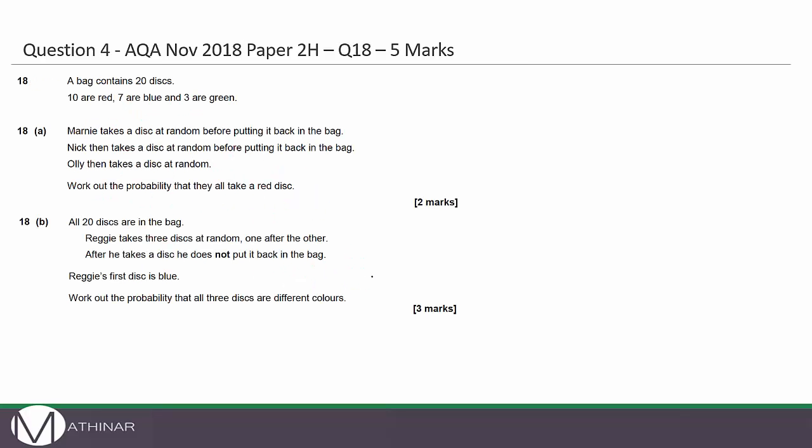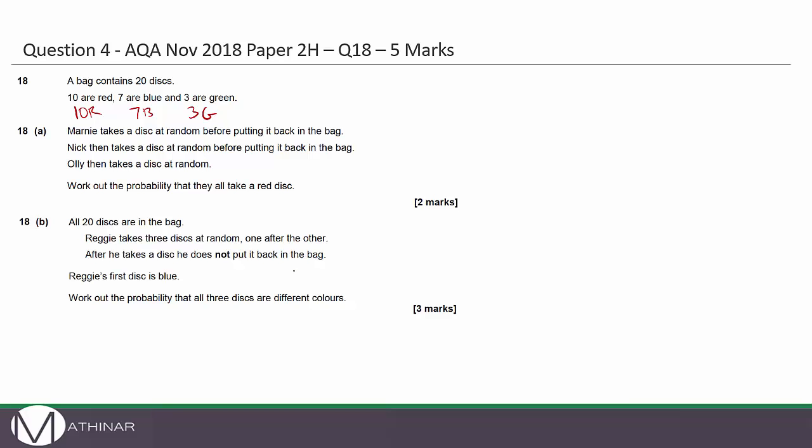So have a look at question 4. This is taken from the AQA November 2018. It's paper 2 higher, and it was question 18 on that paper, which was worth 5 marks in total. A bag contains 20 discs. 10 are red, 7 are blue, and 3 are green.